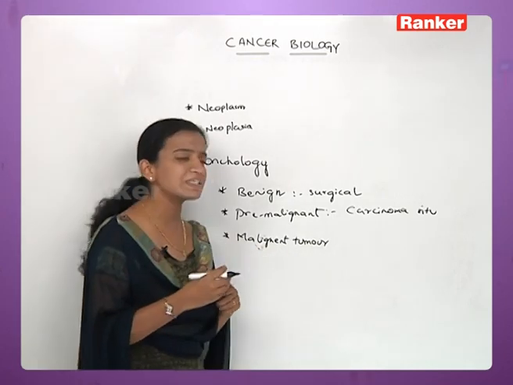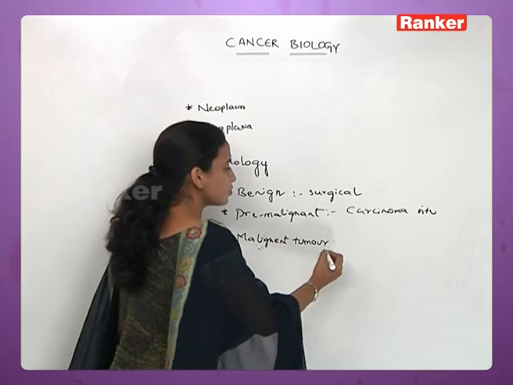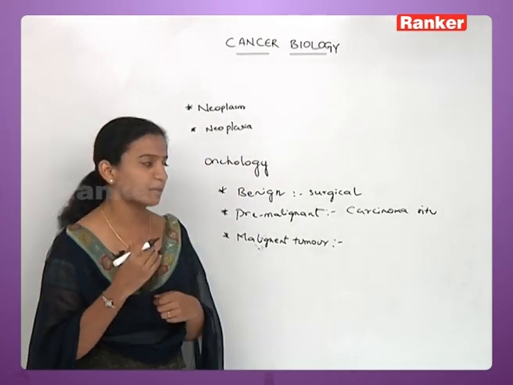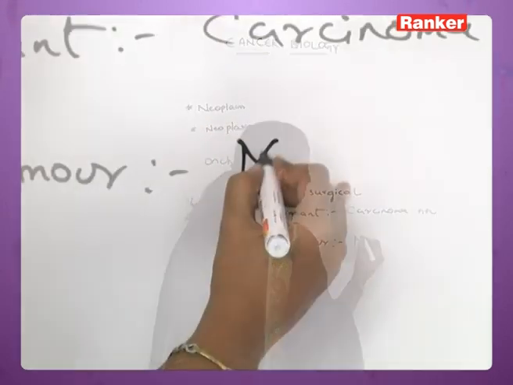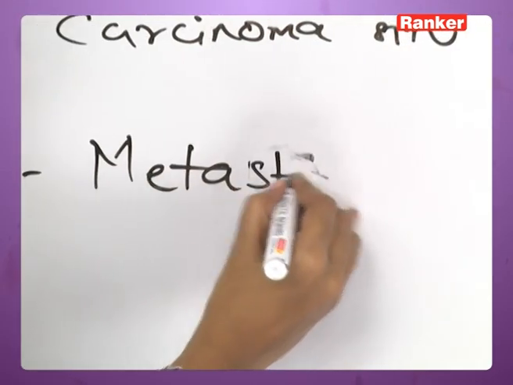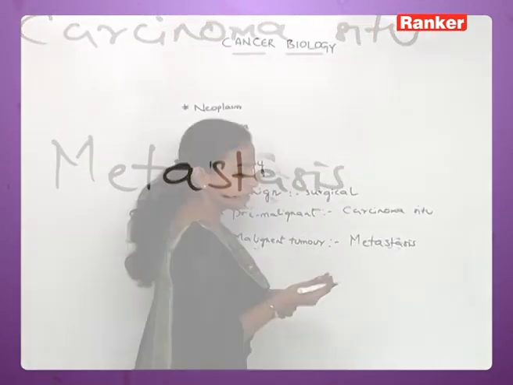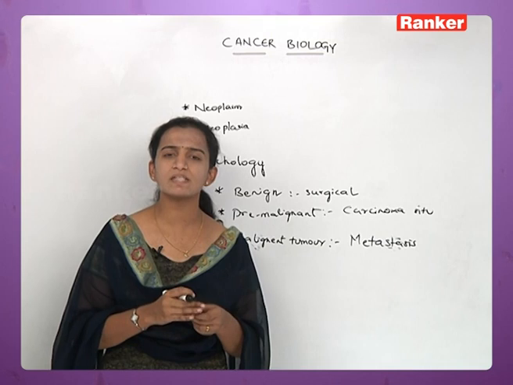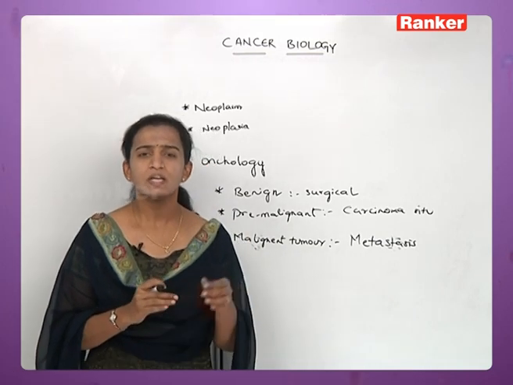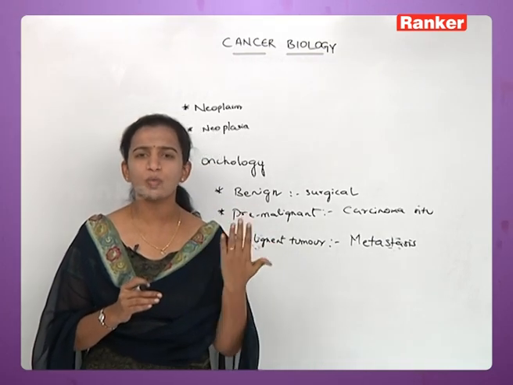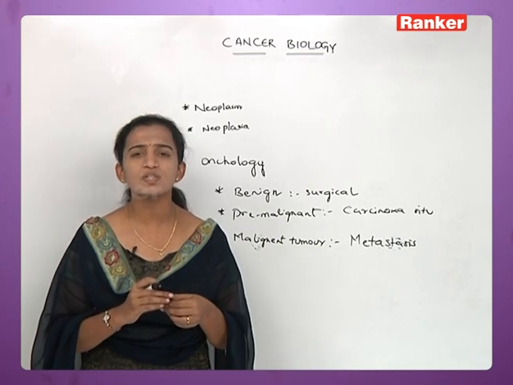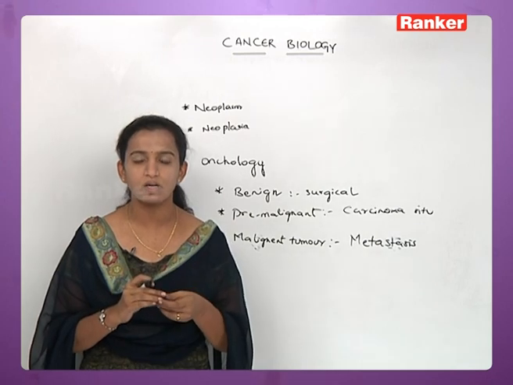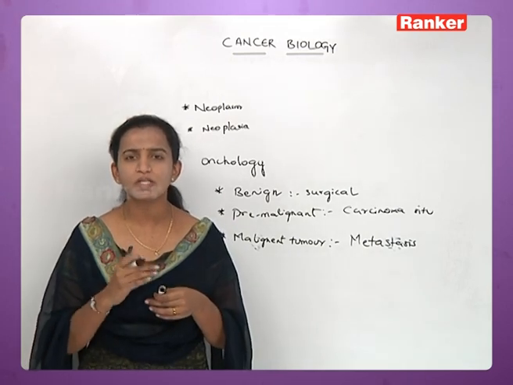Now coming to the malignant tumor, this is a dangerous tumor that spreads all over the body. The process of spreading is called metastasis. Metastasis means it is going to spread all over the body. That means there is no surgical method here. Why? Because it is spreading from one part to another part, so it is going to spread all over the body.